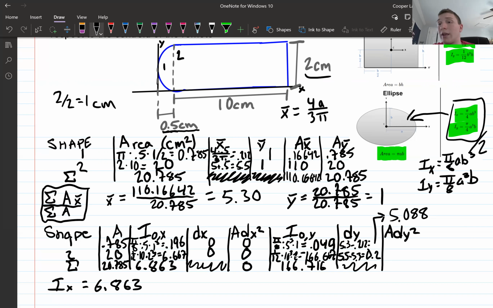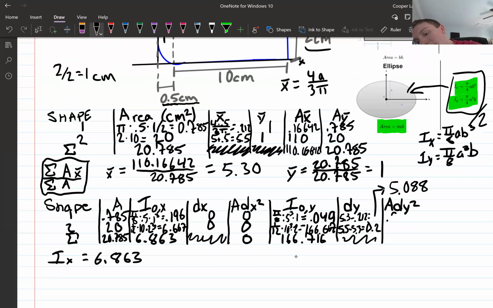So now I'm going to look at calculating my A dy squared value. I'm going to take my area of 0.785, because we're starting with our ellipsoid, and multiply it by that 5.088 value that I got, squared. When I do that out, I'm going to end up getting about 20.322.